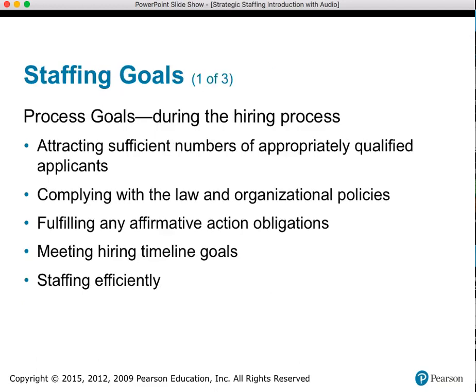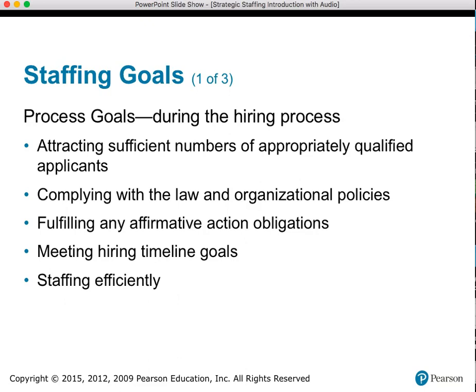We have two different types of goals that we want to achieve when we are staffing. The first one is what we call process goals, or the goals that we want to achieve during the hiring process. The second set of goals are the outcome goals, that is, what we want to achieve after the person is hired. So some of the things that we want to consider during the process is making sure we are attracting a sizable number of qualified candidates.